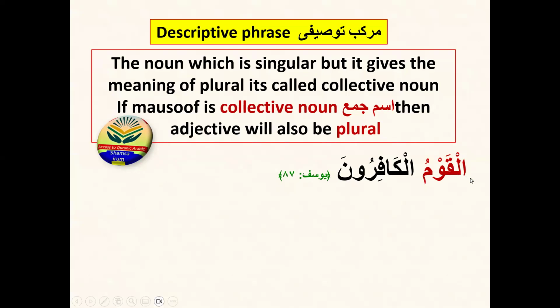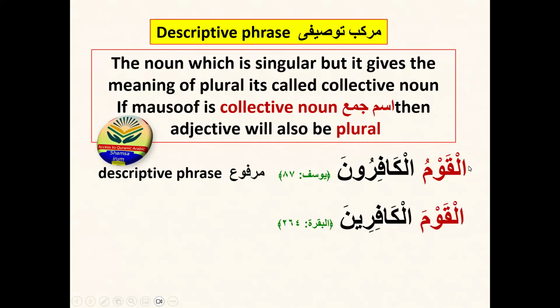Okay, so al qaumu al kafiruna is a descriptive phrase in marfu. They both are in marfu state. Look, qaumu has a clear dhamma at the end, and the una sound indicates it is in rafa state. They both are muzakkar, they both are in rafa state. They both are definite, and they both are, we will say, plural. Al qaumu is singular, but it has the meaning of plural. Okay. All right. Next one.